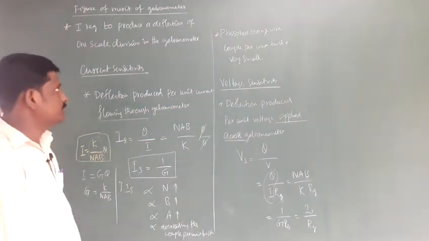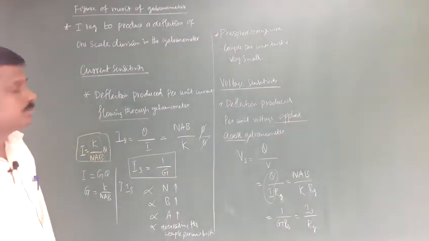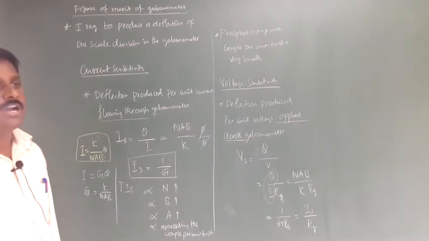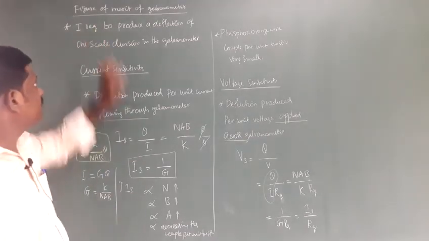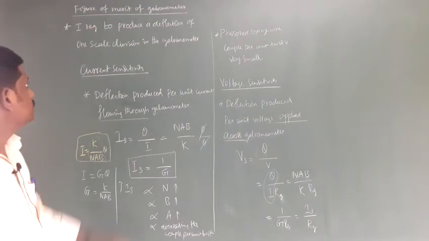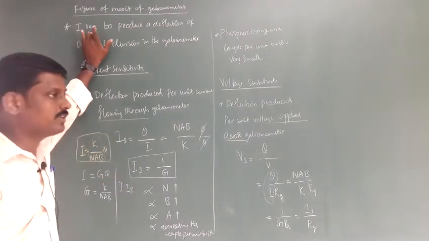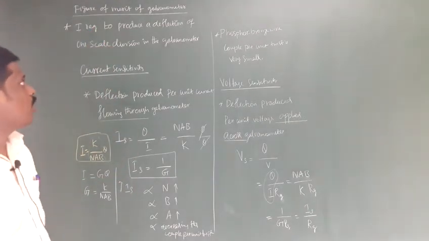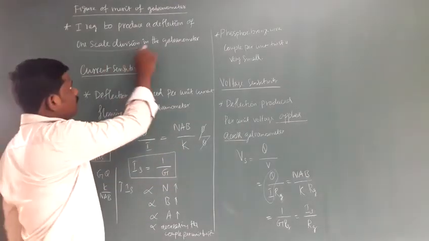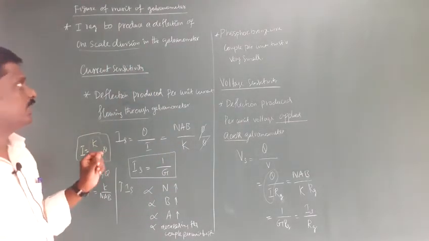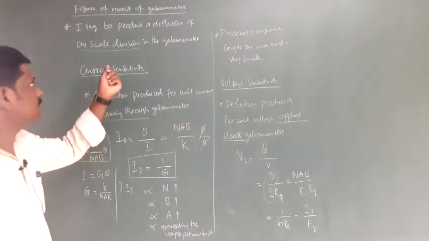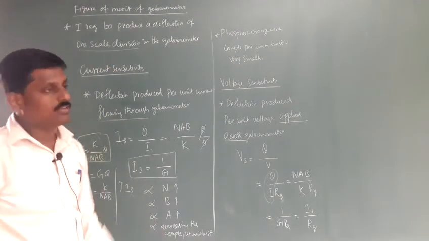Good morning students. So in this class we are going to discuss galvanometer sensitivity. First, the figure of merit of a galvanometer. That is the current required to produce a deflection of one scale division in the galvanometer. So what is the current required to make a deflection of one division? That is the figure of merit of the galvanometer.